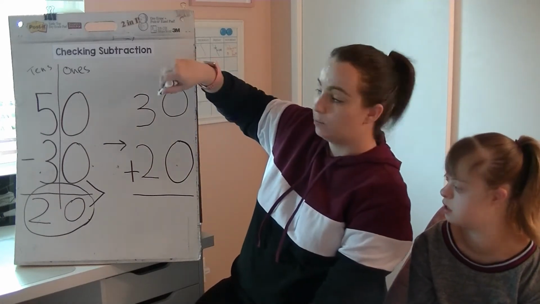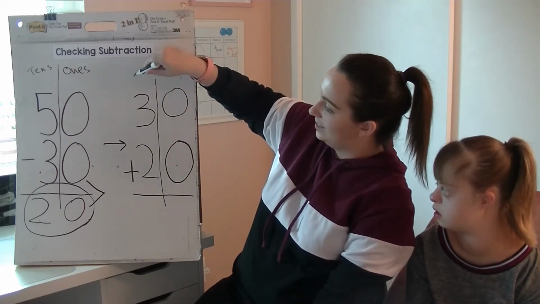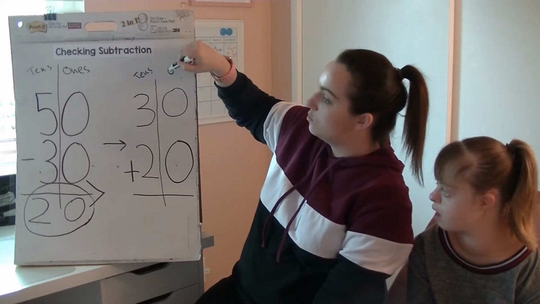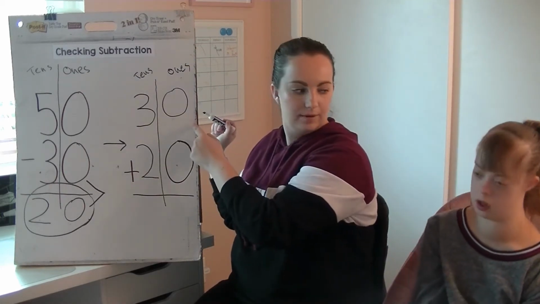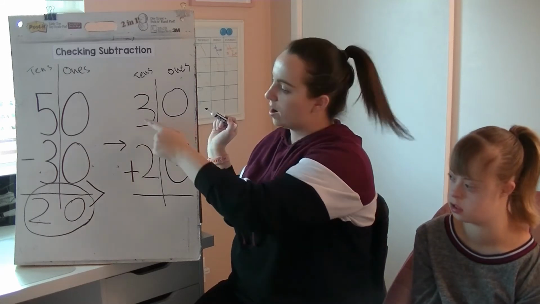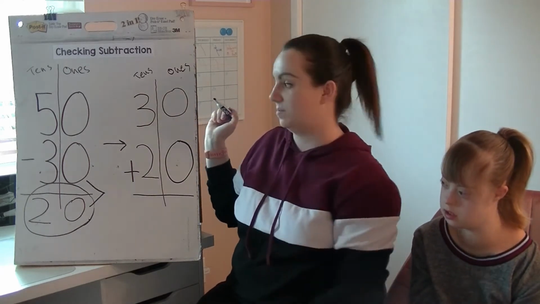Just like we do with our double-digit addition, I draw a line down the middle. So I know I have my tens and my ones side. Do I start on the tens or the ones side? I think... not quite on the tens. I've got to start on the ones side. There we go. Good job, Kaylee.